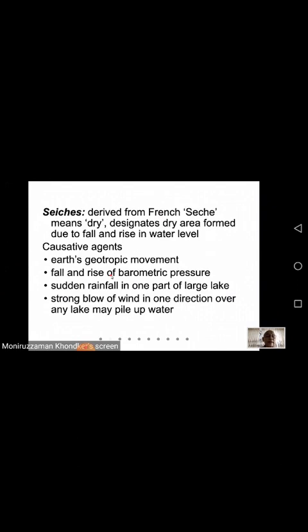Now we find another thing that is called seiche. Actually, it is a French word, not a Latin or English word. It is derived from the French word sèche, meaning dry. It designates a standing wave formed due to the fall and rise in water level.